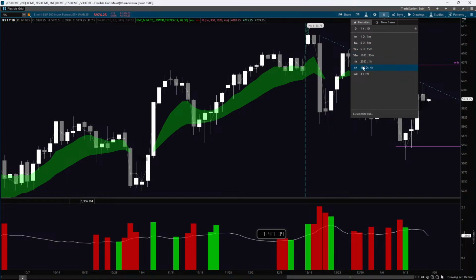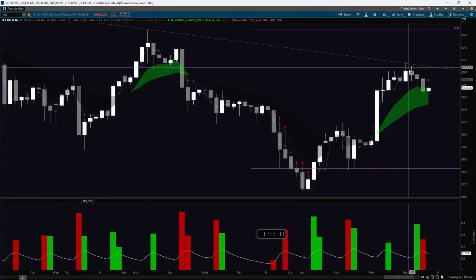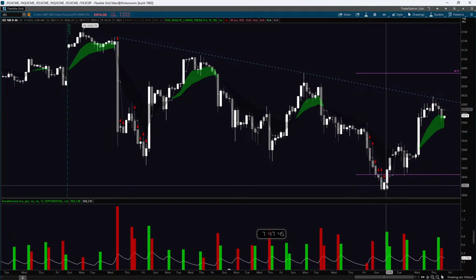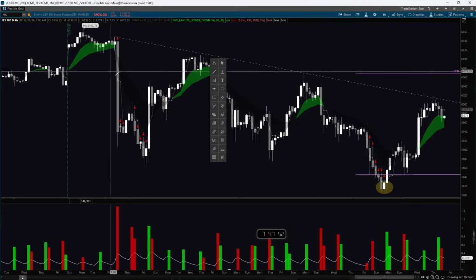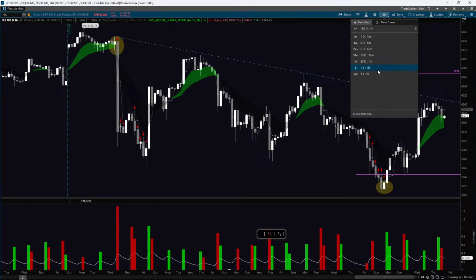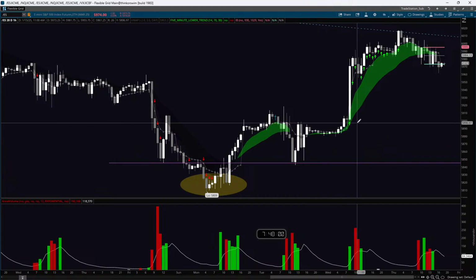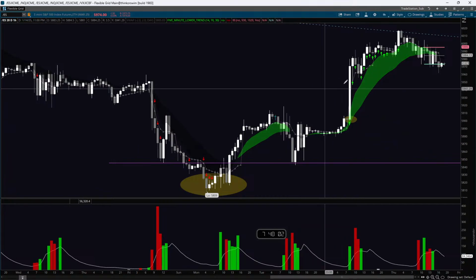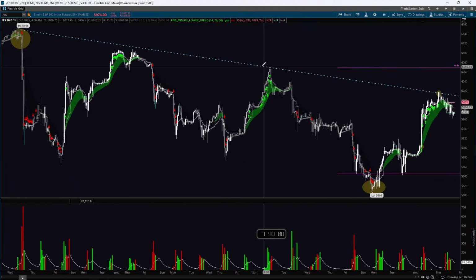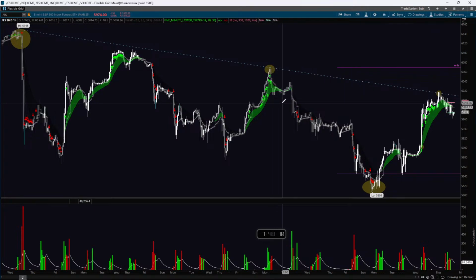All right, let's go to the 4 hour. We don't have anything here. We have a downtrend down here. So this area is an area of interest. We'll look at it closer on the lower time frame. Let's go to the 1 hour. This area is an area of interest. This area is an area of interest. This area also.